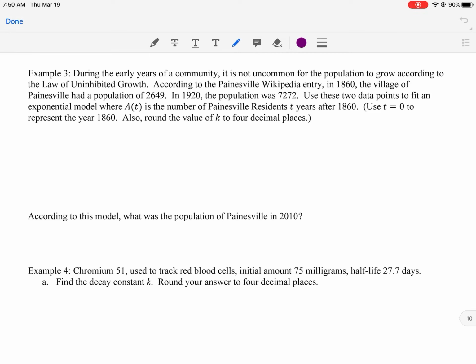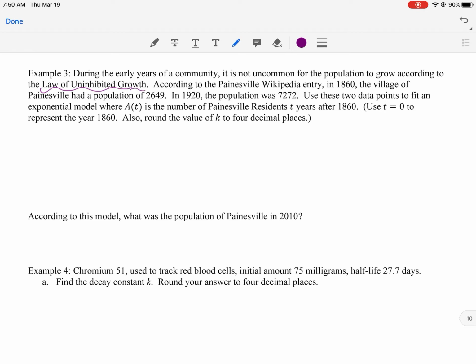Okay, welcome back to your applications of logarithms. We're now going to start looking at exponential growth and decay. So it says, during the early years of a community, it is not uncommon for a population to grow according to the law of uninhibited growth. The law of uninhibited growth, in essence, just means, hey, we've got continuous growth.